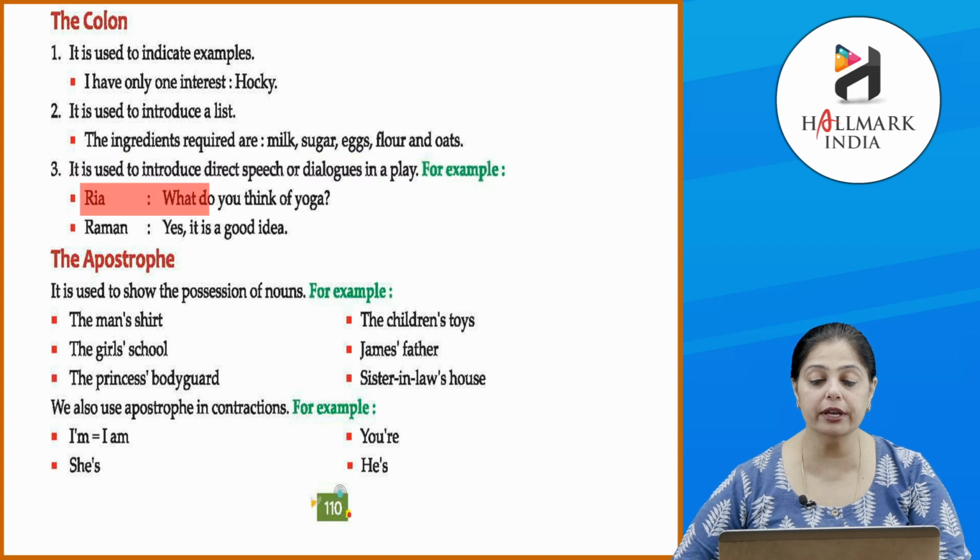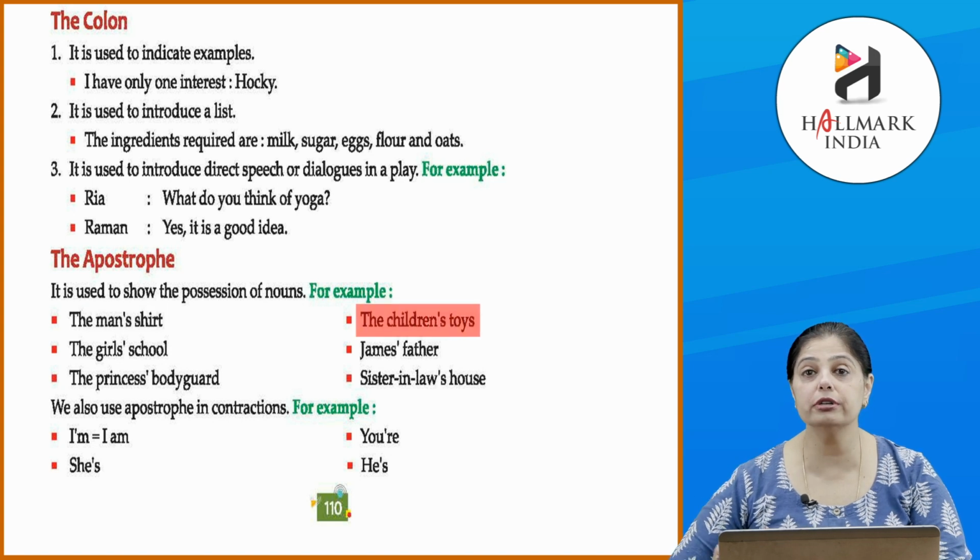For example, Riya, what do you think of yoga? Question mark. Raman, yes, comma, it is a good idea. Okay. Now, let's look at the apostrophe. It is used to show the possession of nouns. For example, the man's shirt. Okay, that means the shirt belongs to the man. The children's toys. Okay, the girl's school.